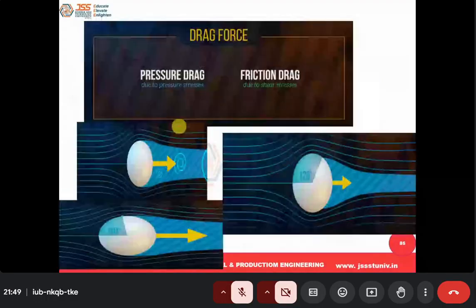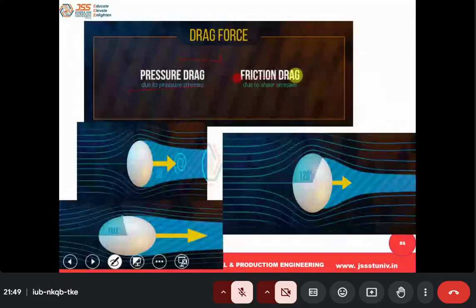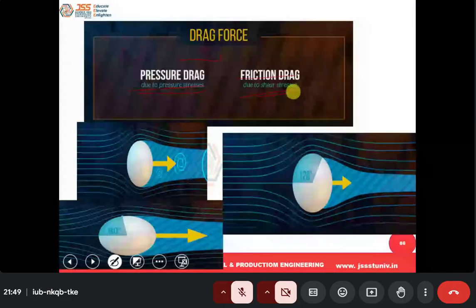Here there are two types of drag force. One is pressure drag and one is called friction drag. Pressure drag is due to the pressure stress or pressure force, and the other is friction drag, obviously due to the shear force or viscosity of the fluid. The main thing here is that the drag force will increase as the flow separation increases.